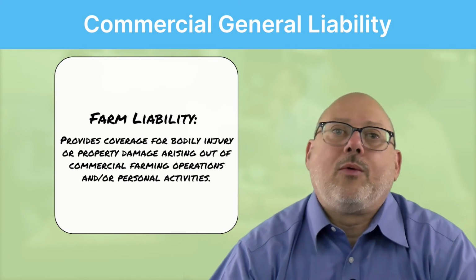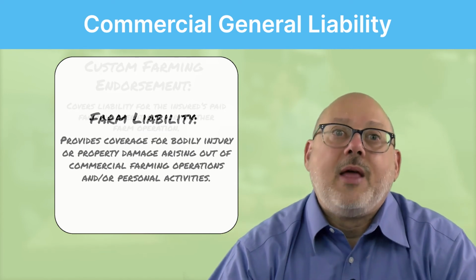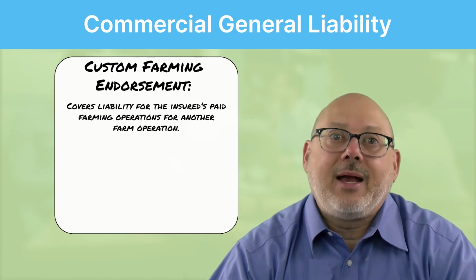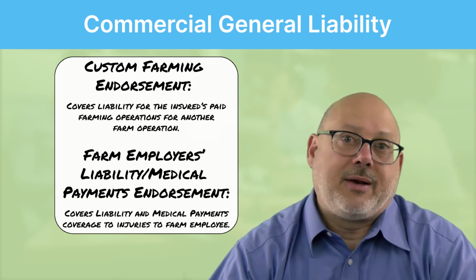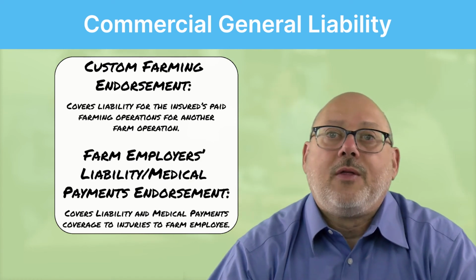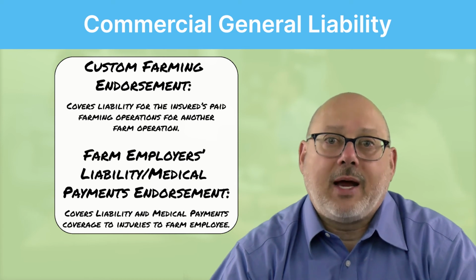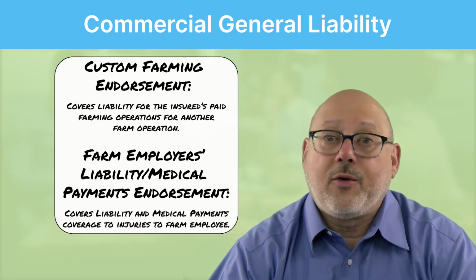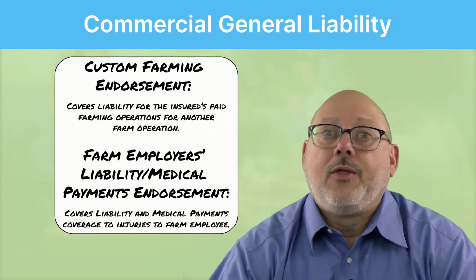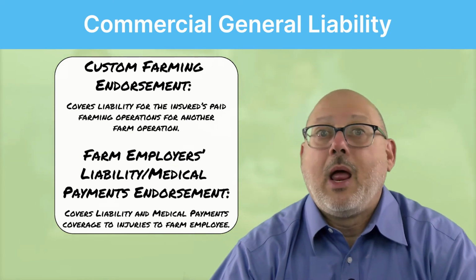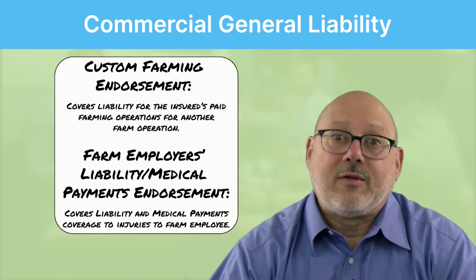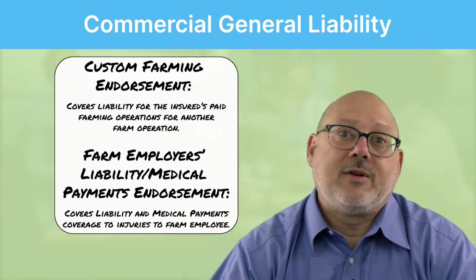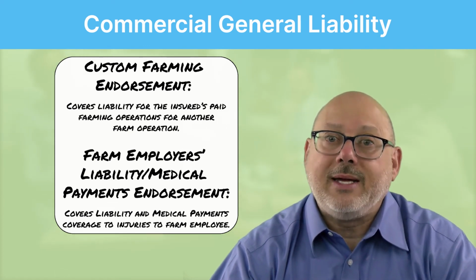Let's look at two important farm liability endorsements: the custom farming endorsement and the farm employer's liability endorsement. First, the custom farming endorsement covers liability for the insured's paid farming operations for another farm operation, and the farm employer's liability medical payments endorsement covers liability and medical payments coverage to injuries to farm employees.